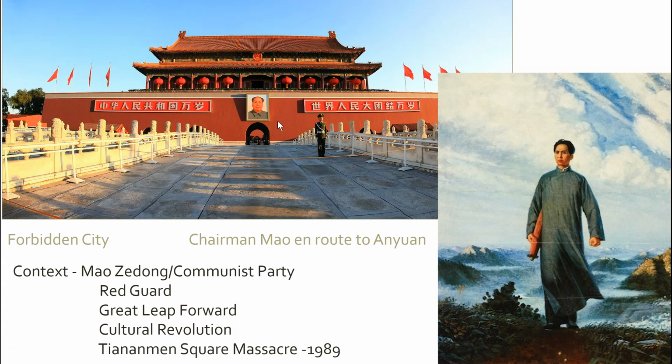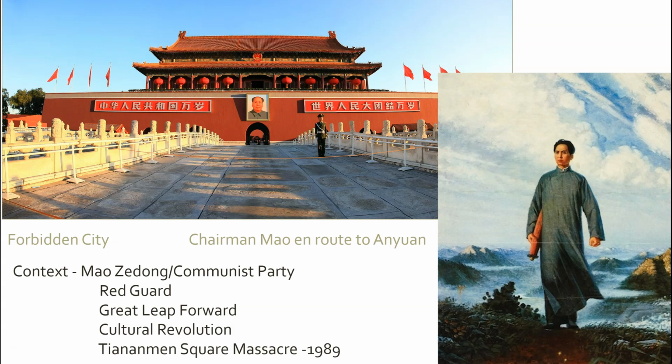And you heard the artist talking about the red and all of the things to make Mao look like this icon, this very important figure. So if we look at it compared to our next work, Chairman Mao en route to Anyuan, we see Mao is much younger in the one to the right.